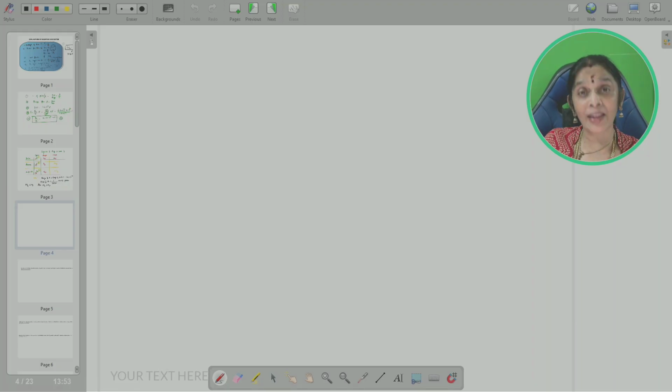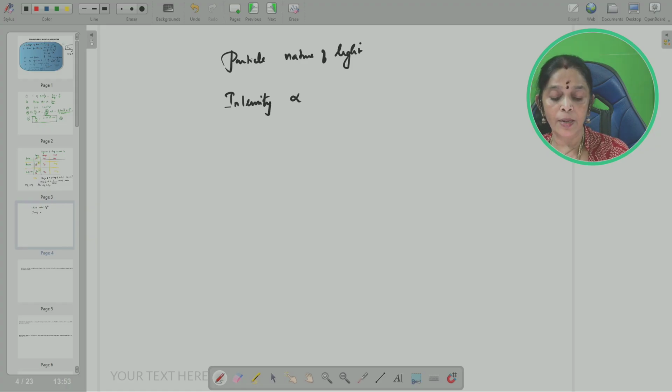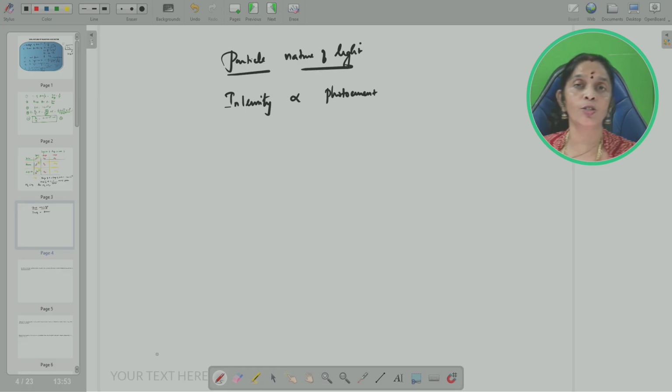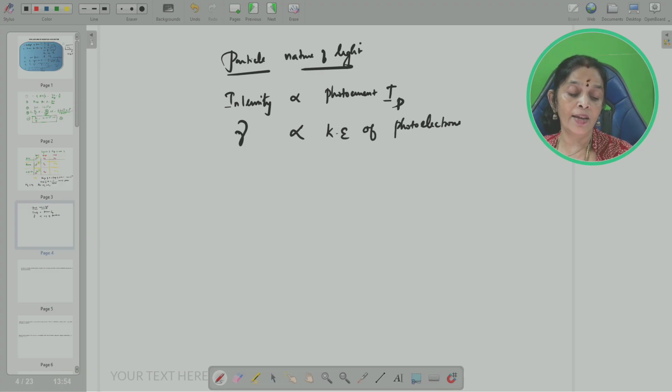According to Einstein's photoelectric effect, that is the particle nature of light, when the intensity of the incident light increases, intensity is directly proportional to photocurrent. That is only in the case of the particle nature of light. Next, as frequency increases, frequency is directly proportional to the kinetic energy of photoelectrons, only if nu is greater than nu naught.